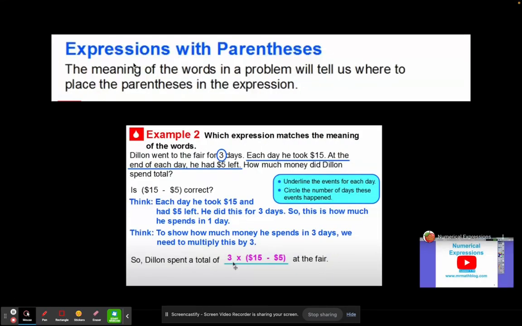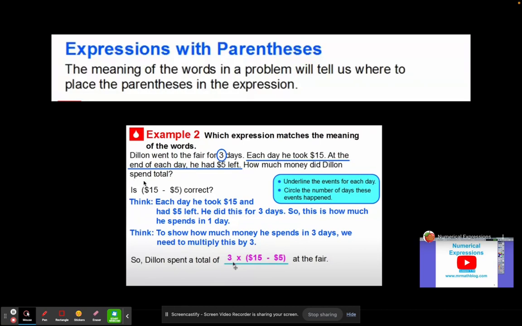More practice. Expressions with parentheses. Okay. The meaning of the words in a problem will tell us where to place parentheses. So, which expression matches the meaning? Okay. So, Dylan went to the fair for 3 days, right? 3 days. Each day he took 15 bucks. At the end of each day, he had 5 left. How much money did Dylan spend total?